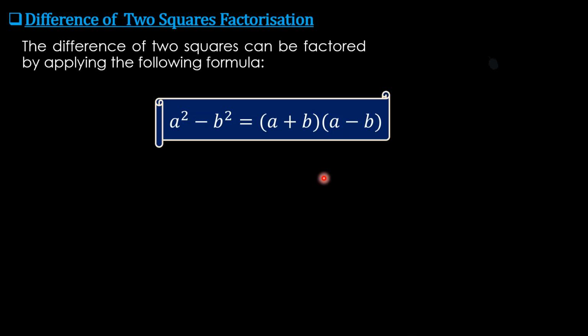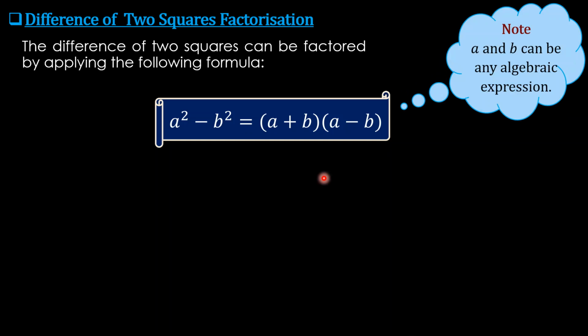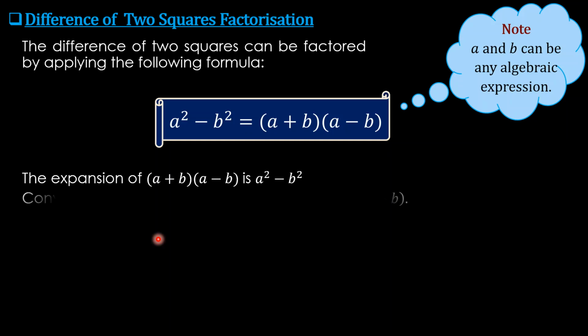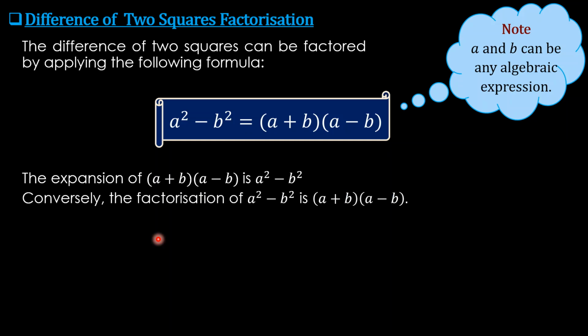This is another type of factorization, but a and b can be any algebraic expression here. The expansion of (a plus b) times (a minus b) is a square minus b square, whereas the factorization of a square minus b square is (a plus b) times (a minus b). From this one to this one, we write this as the factorization, and from this one to this one, this is called expansion.